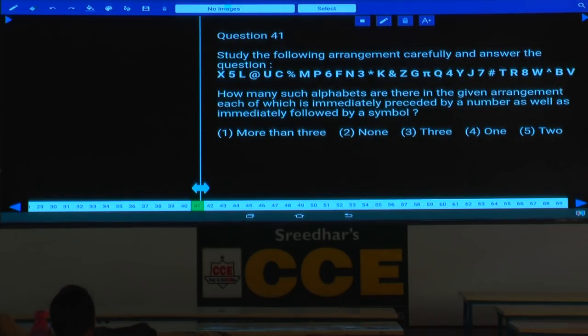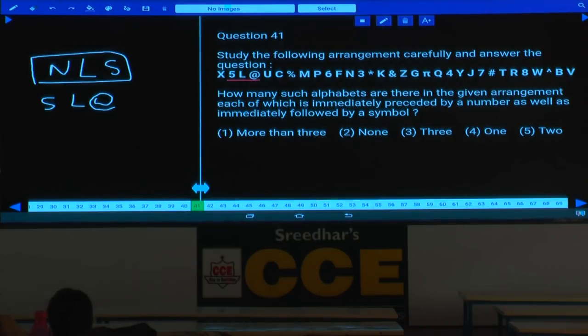Then question number 41, how many such letters are there? I am representing an alphabet with the letter L. How many such letters are there in the given arrangement, each of which is immediately preceded by a number, and immediately followed by a symbol? I am representing number with N. Hence the sequence should be number, letter and symbol. Now check out here: 5, L and at the rate of. 5 is a number, L is a letter and at the rate of is a symbol.